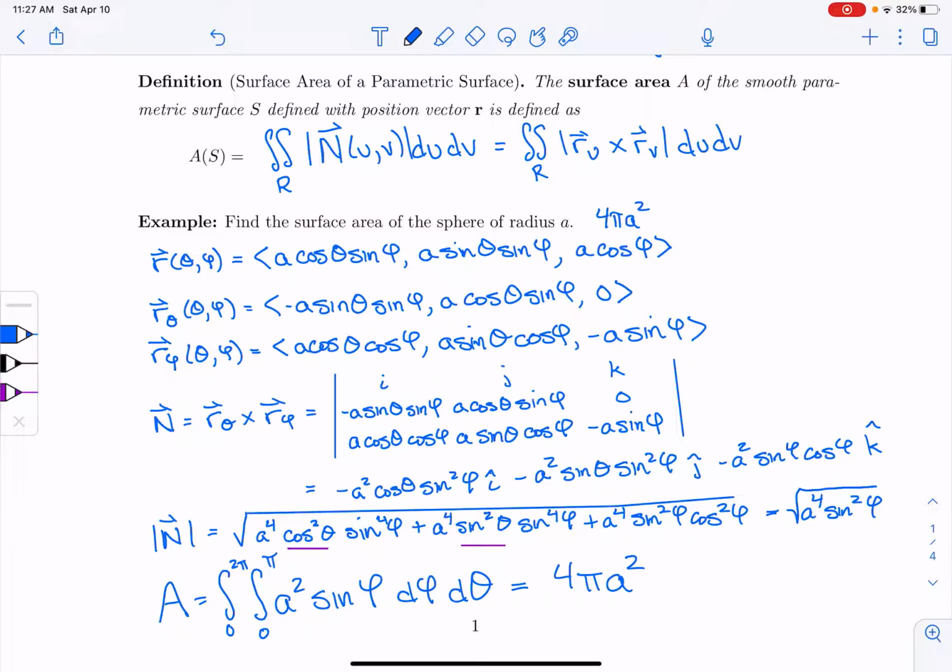I do encourage you to go through a few of these computations. Finding the cross product, r theta cross r phi, and then finding the magnitude of the normal vector. Do those on your own to make sure that you do in fact get that the magnitude of the normal vector is a squared sine phi. And then of course the surface area when you do that double integral is 4 pi a squared.